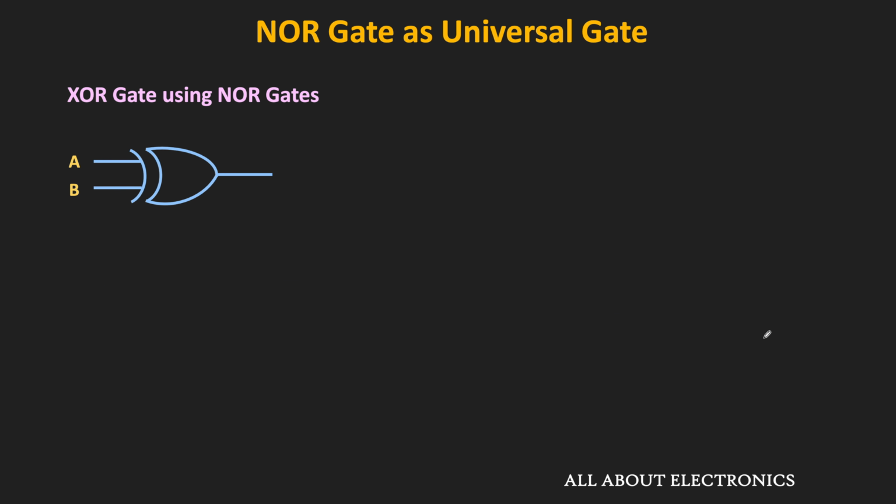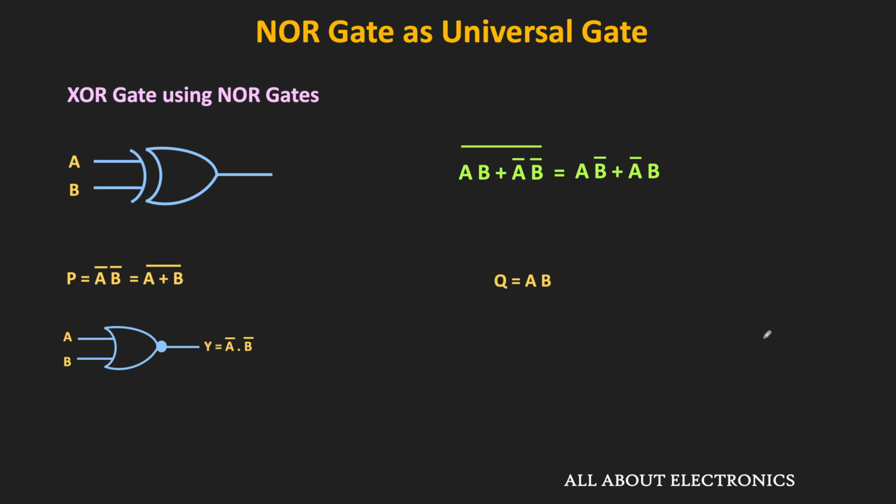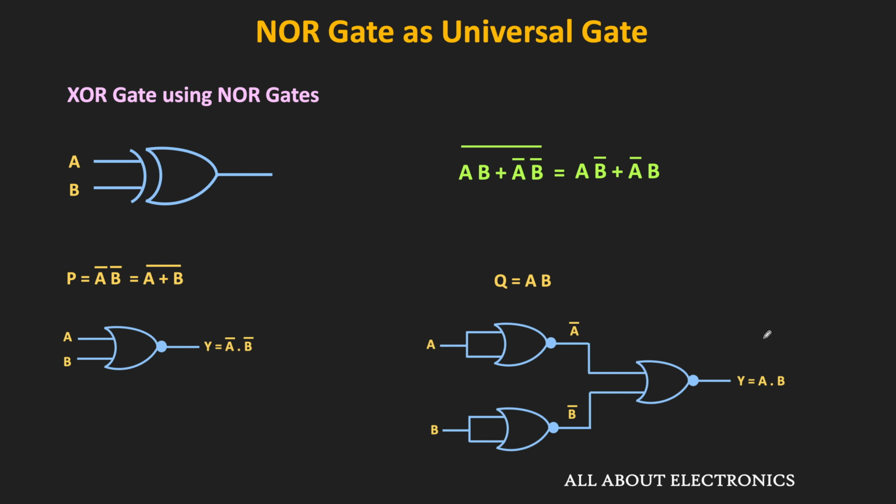So as we have just seen, this A bar dot B plus A dot B bar is the complement of this AB plus A bar dot B bar, right? So let us say this P is equal to A bar dot B bar. And using the De Morgan's law, it can also be written as A plus B whole bar. Similarly, let's say this Q is equal to AB. Now we know that this A plus B whole bar can be implemented using the 1 NOR gate. And we know that this A dot B can be implemented using the 3 NOR gates. That means this AB is equal to Q and this A bar dot B bar is equal to P.